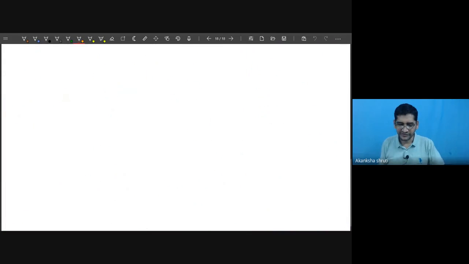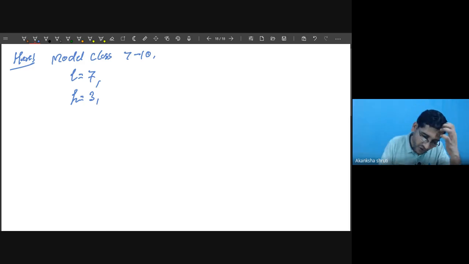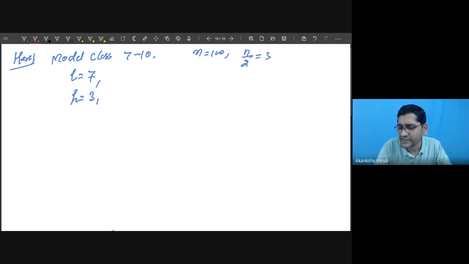So right here we are getting that our modal class is 7 to 10. Lower limit is 7. Height 10 minus 7 is 3. I had already explained, we had also calculated n as 100, even n by 2 that we had calculated is 50. It is available with us.